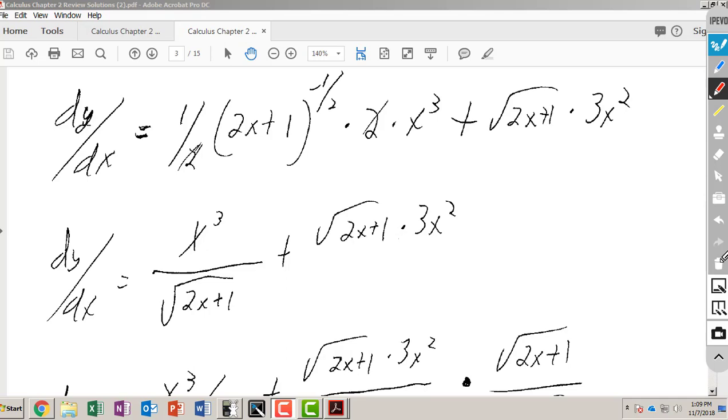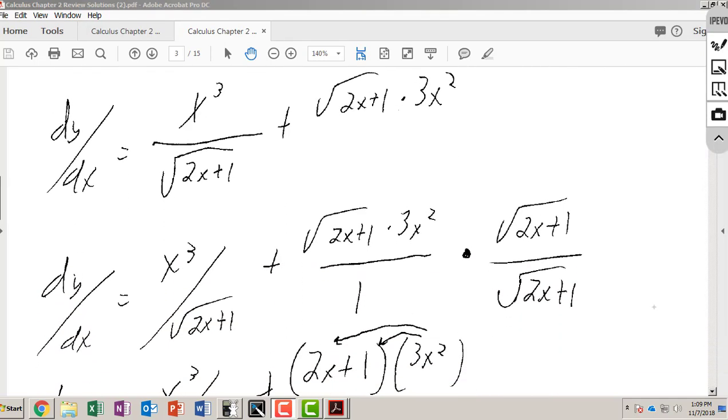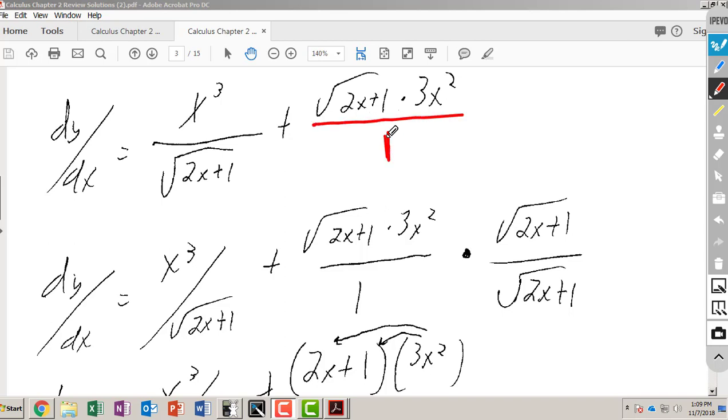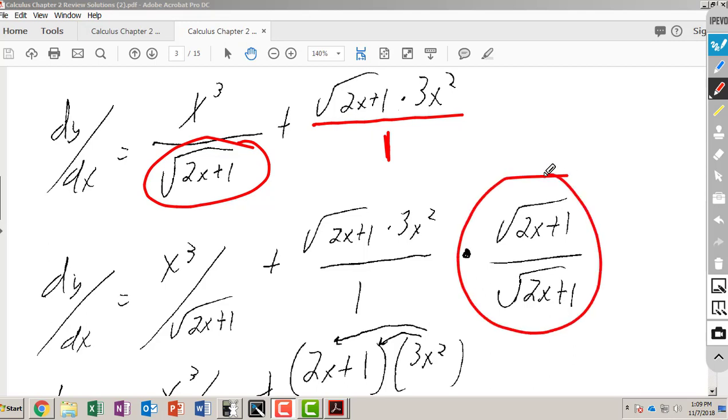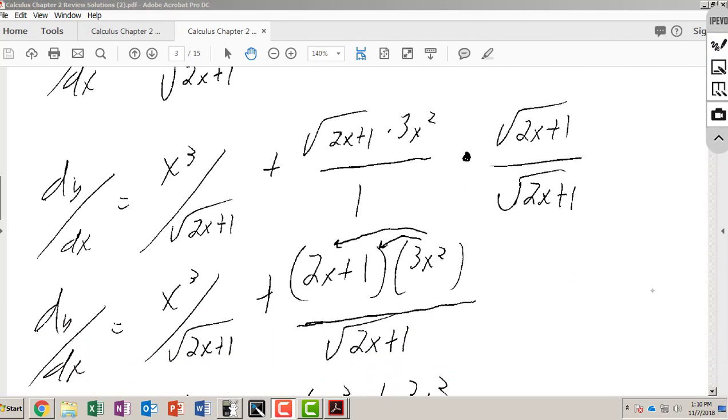So now to simplify this down, I need to remember that I need a common denominator, so I can add my numerators and keep the same denominator. As a reminder, this denominator right now is 1. And this denominator is the square root of 2x plus 1. So that means my common denominator is going to be the square root of 2x plus 1. So I'm going to multiply both numerator and denominator by the square root of 2x plus 1. So when I multiply that on through, this is what happens.